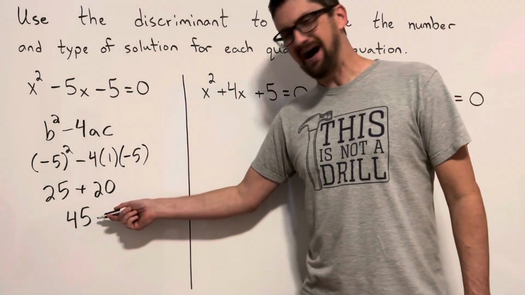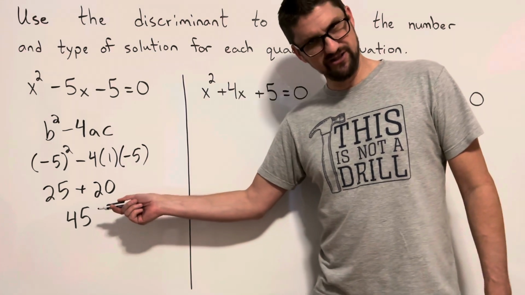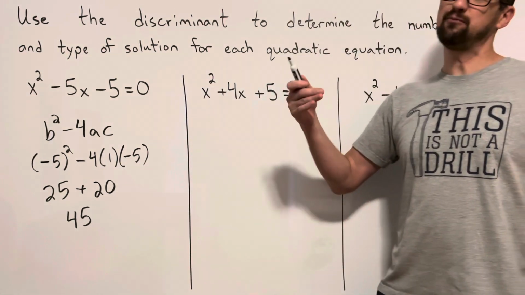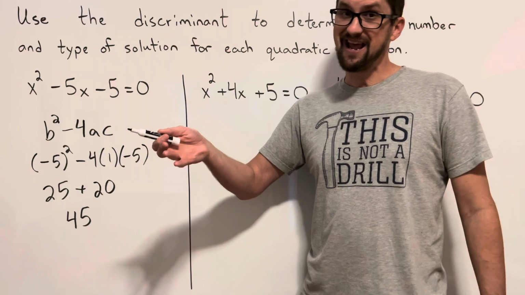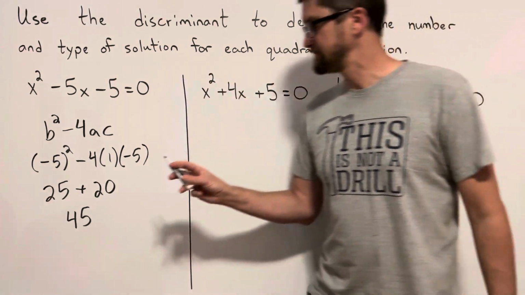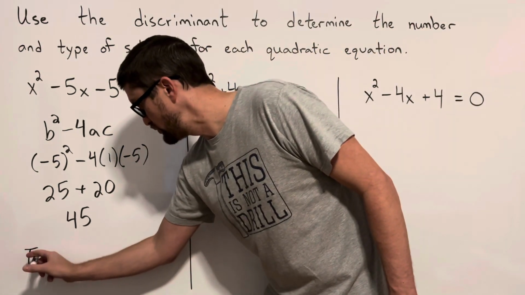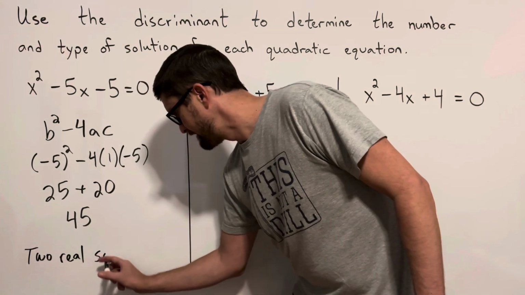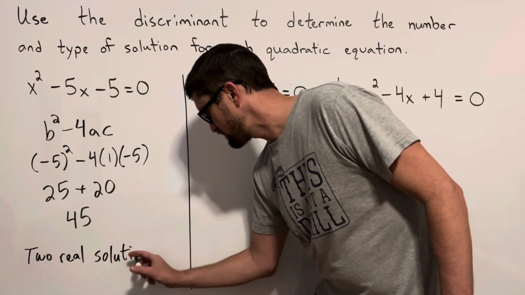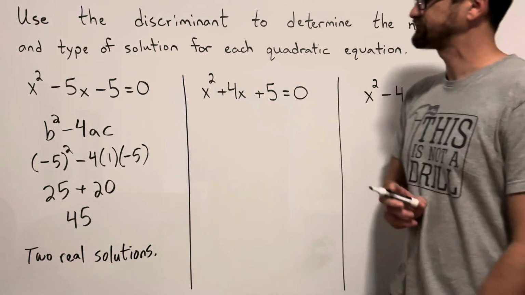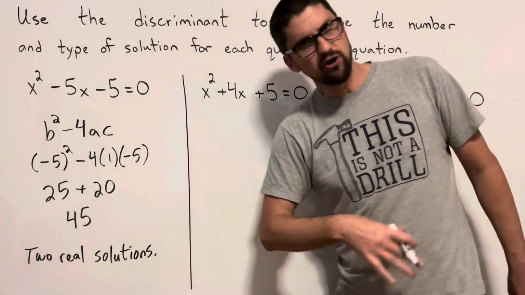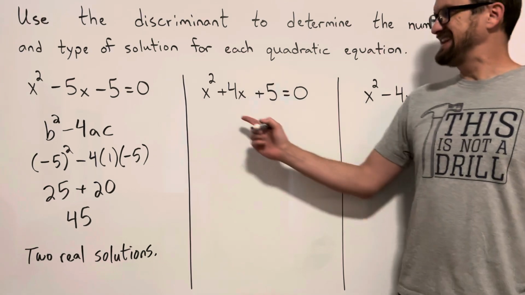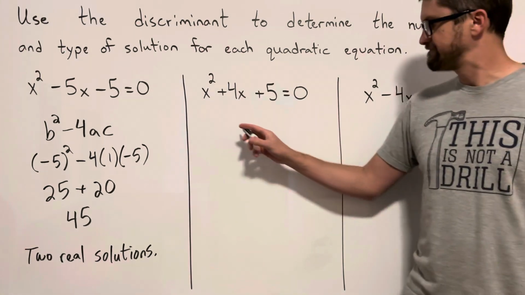And if you get a positive number for the discriminant, you're going to end up with 2 solutions, and they're both going to be real solutions. So you say 2 real solutions. That's one scenario. Let's calculate the discriminant for this one.